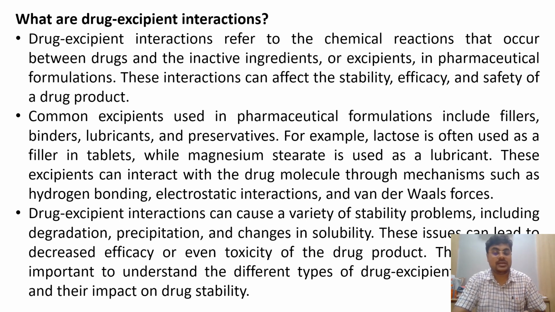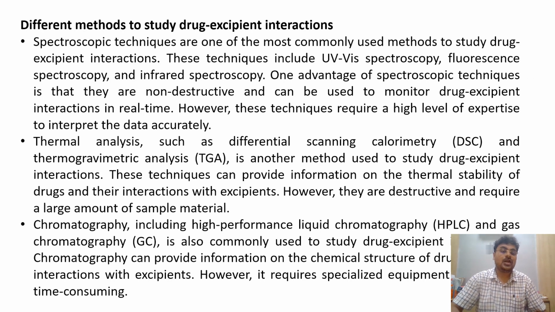Drug excipient interactions can cause a variety of stability problems, including degradation, precipitation, and changes in solubility. This can lead to a decrease in efficacy, and even toxicity of the drug. Therefore, we need to focus on the different interactions between the inactive ingredients and the active ingredient, the drug. Next, the different methods for studying these interactions. We have to focus on spectroscopic techniques. Most commonly, we know about UV-visible spectroscopy, fluorescence spectroscopy, and other spectroscopy as well.